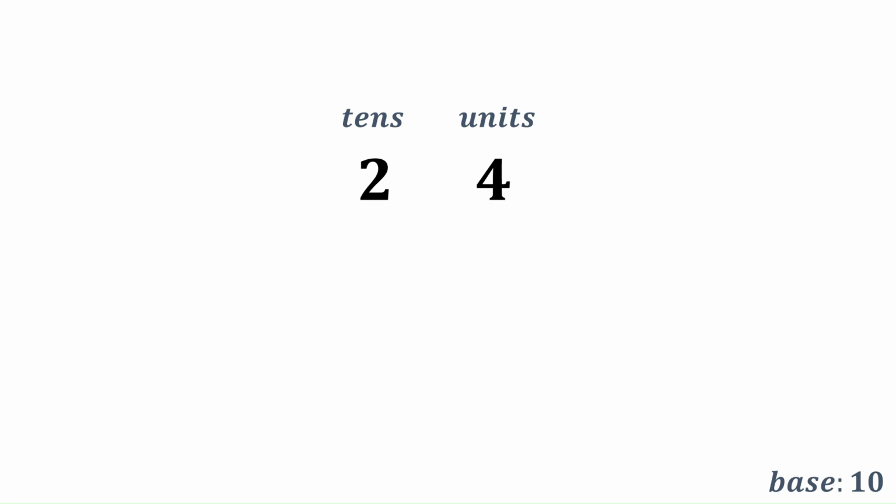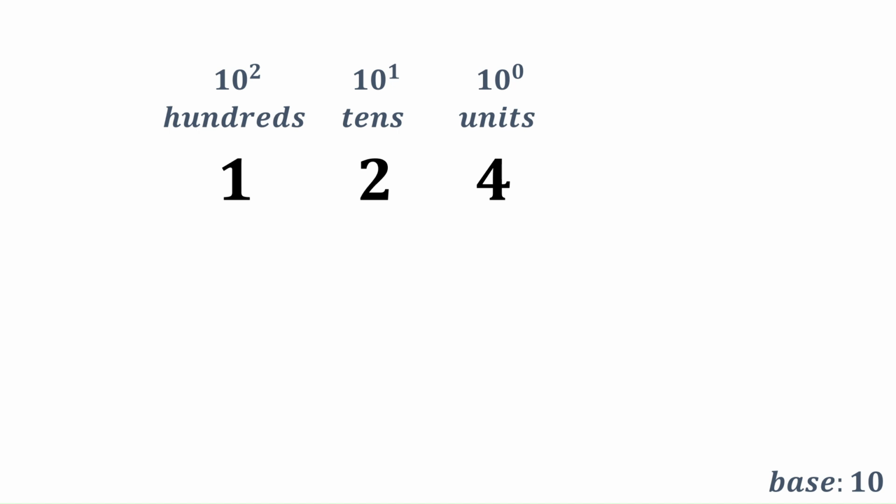Each column goes up in increasing powers of the base. So as we're in base 10, we would have 10 to the power of 0, which is 1 for the units column, 10 to the power of 1 for the tens column, and 10 to the power of 2 for the hundreds column. This means if we were to represent the number 124, we would have a 1 in the hundreds column, representing 1 lots of 10 to the power of 2, 1 lots of 100.